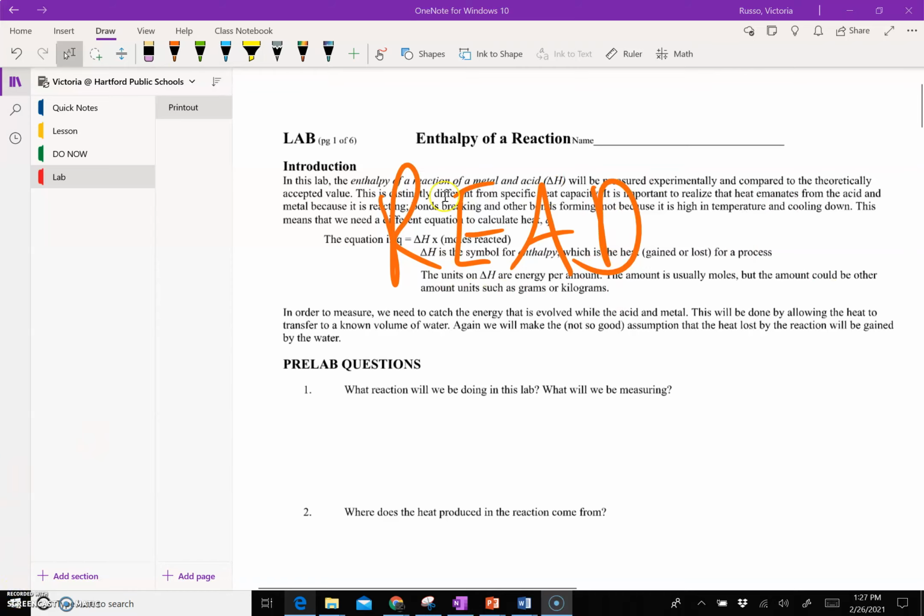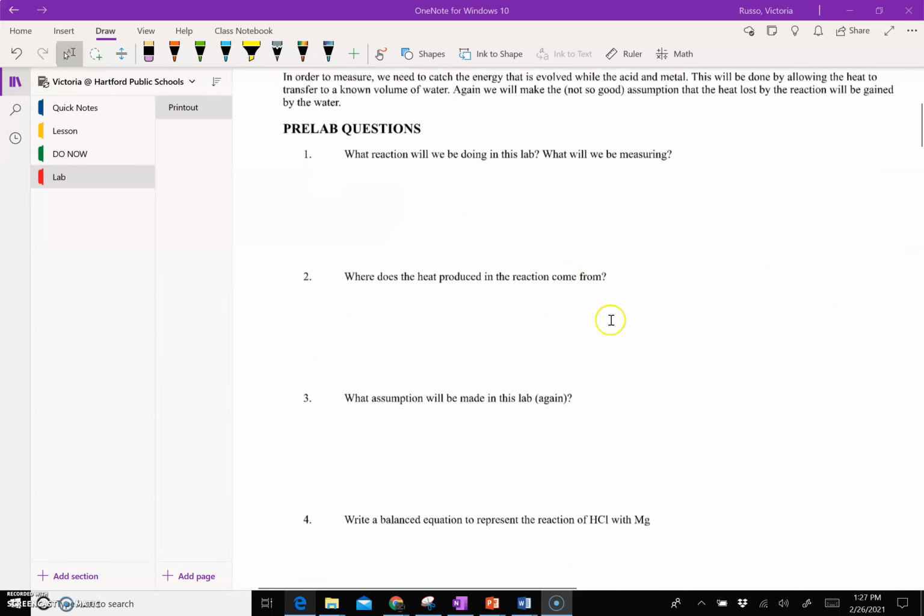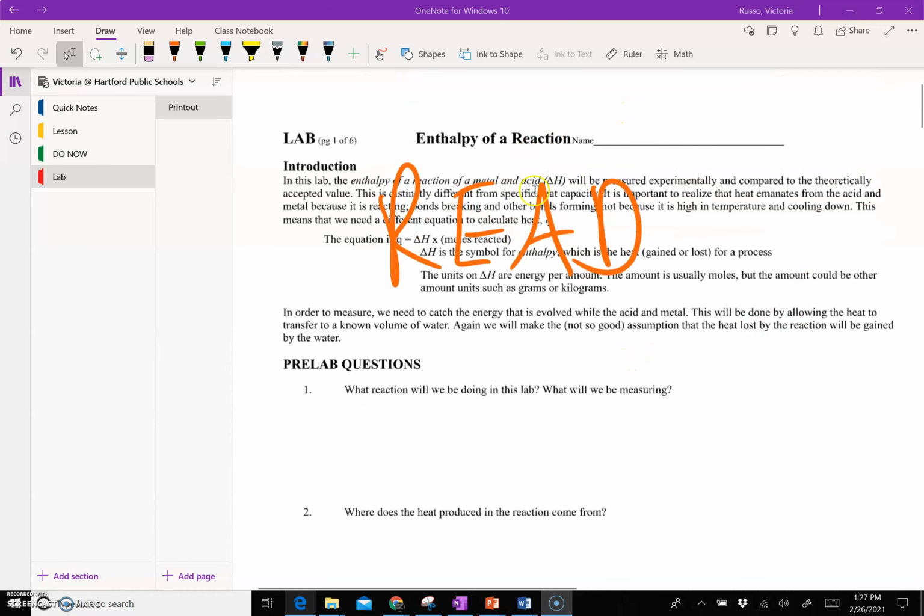So now that you have read this, we are going to go through some of the pre-lab questions together, and some of them I'm going to leave to you. So again, the goal of this lab is to calculate the enthalpy of a reaction, and I'm going to explain what reaction we're doing. Make sure you use the language in the introduction when you're answering question 1.